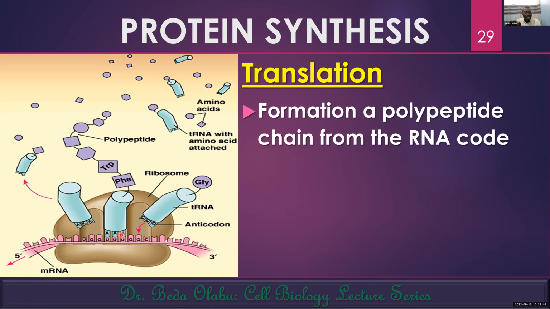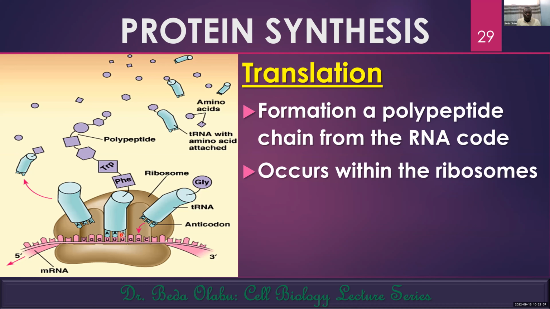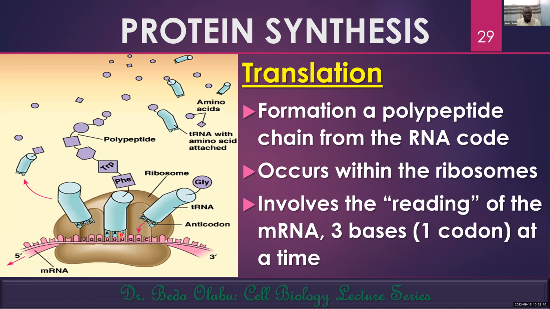And that's what we call translation, the process of formation of a polypeptide chain from the RNA code. So remember, there is a messenger RNA code that has coded the order or sequence of amino acids as they should appear in a particular protein. That code will be read 3 bases at a time, which means each codon at a time. And then amino acids are formed based on that codon. It's about changing the genetic language to phenotypic language. That's what we're calling translation.